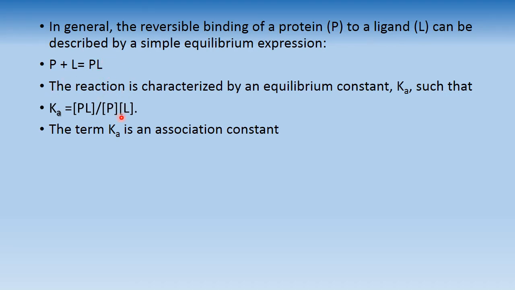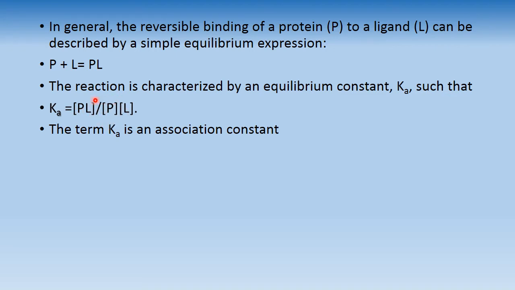This reaction is characterized by the equilibrium constant Ka, such that Ka is equal to the concentration of protein bound to the ligand, PL, divided by the concentration of protein times the concentration of the ligand, right? And the term Ka is the association constant. Now, in order to find out how much ligand is bound to the protein, first you should know how much protein is bound to the ligand, that is, the concentration of the protein that has been bound to the ligand.